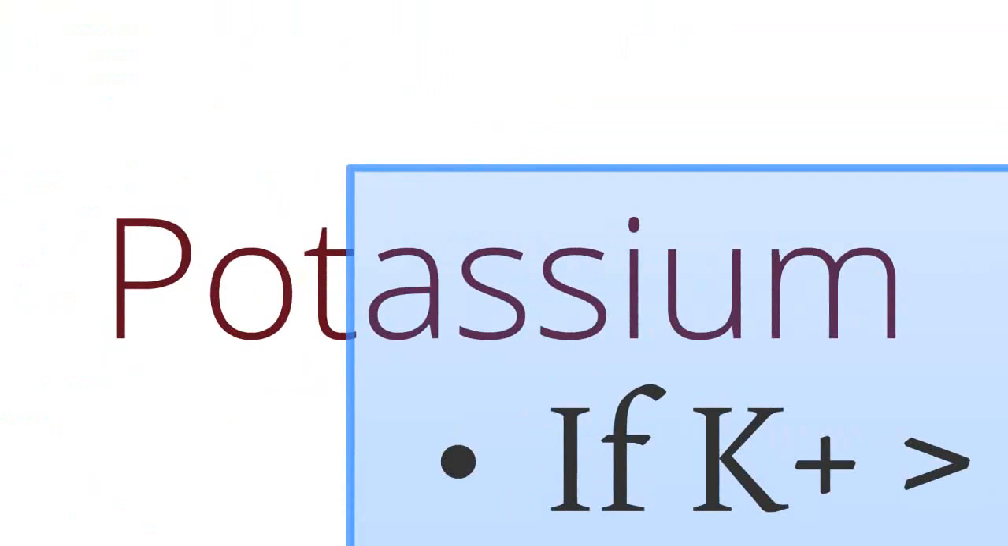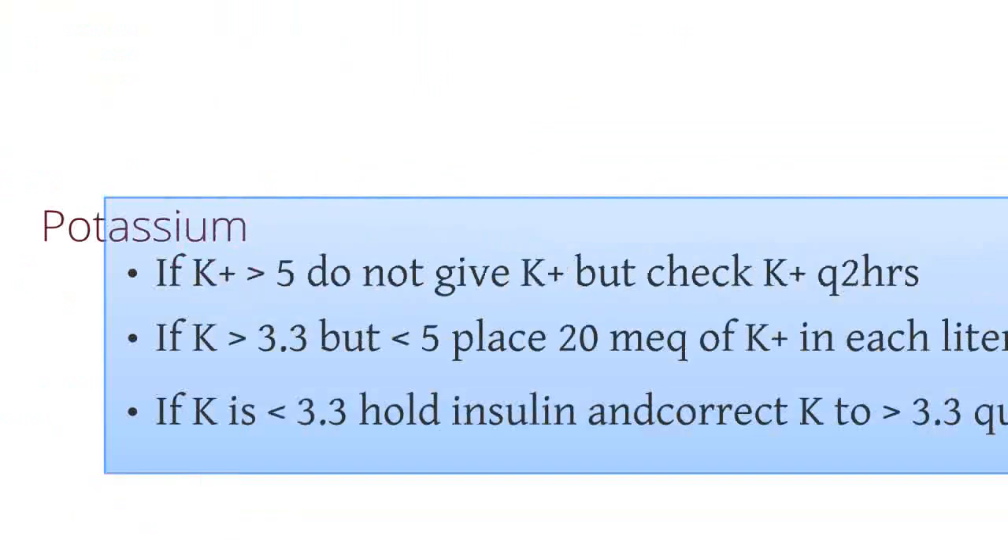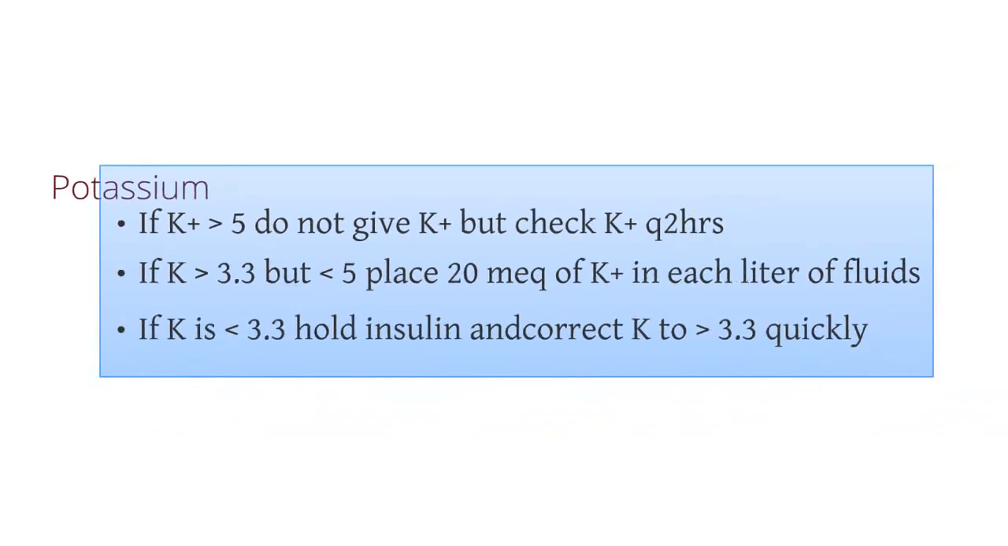Let's talk about electrolyte replacement, specifically potassium. Potassium is one of the most important electrolytes in DKA and HHS because insulin causes hypokalemia as it drives potassium into the cells. So if someone has a potassium that's greater than 5, usually we do not give them potassium, but we check potassium very closely every 2 hours and make sure they are not dropping too low. If their potassium is greater than 3.3 but less than 5, I usually place some potassium within their fluids so they're getting a steady stream of potassium throughout the day.